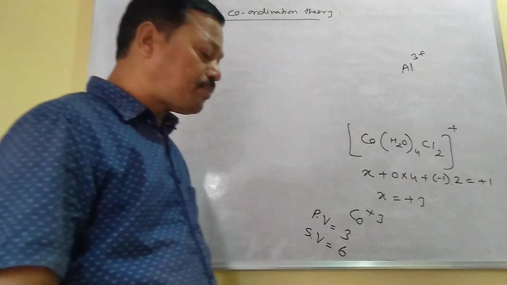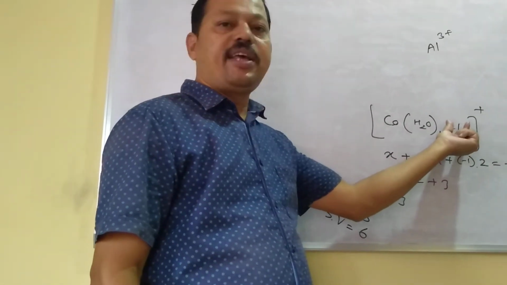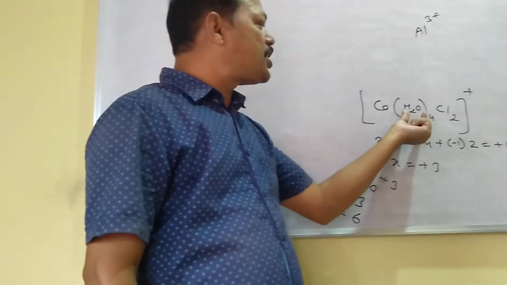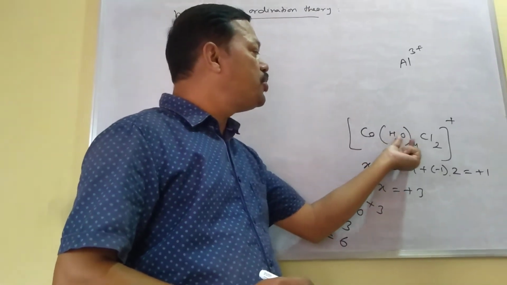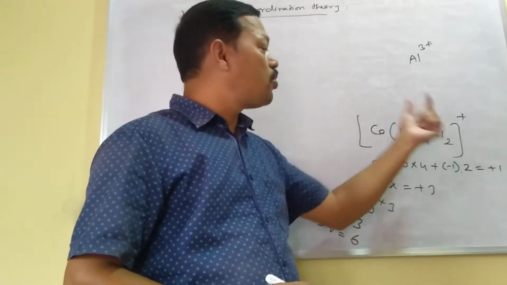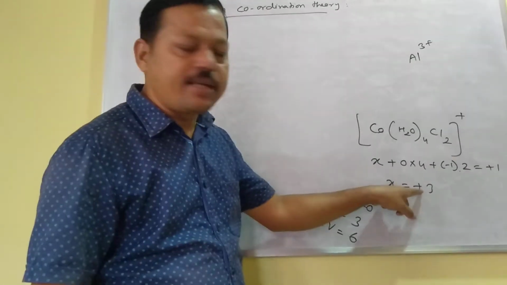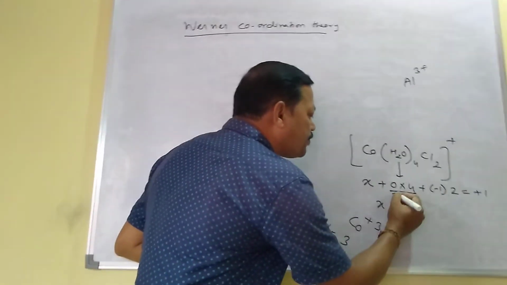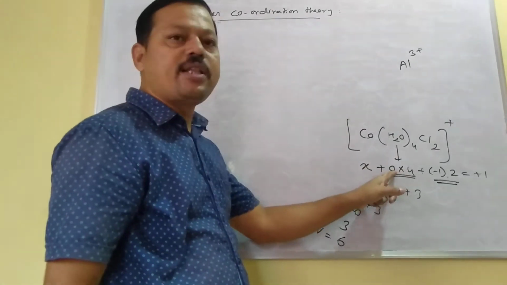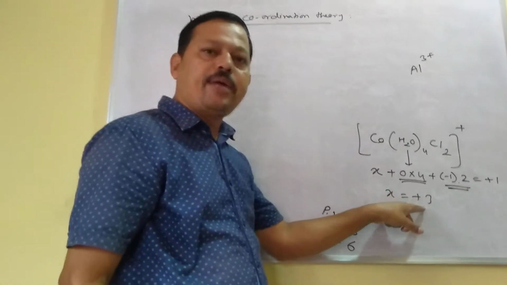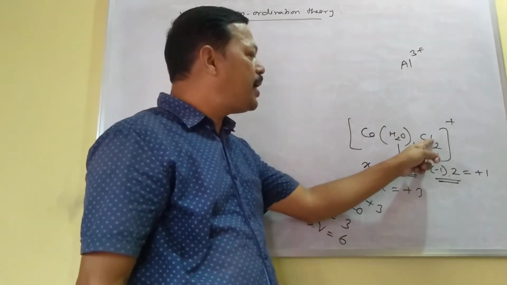The second point: primary valencies are satisfied by only negative ligands. Primary valency is not satisfied by neutral ligands, but secondary valency is satisfied by both neutral and anionic ligands. What is the meaning of this? When I determine primary valency, there is no contribution of water. The contribution is given by only chlorine, because water is neutral 0. So primary valency is not satisfied by the neutral ligand, it is satisfied only by negative ligands.